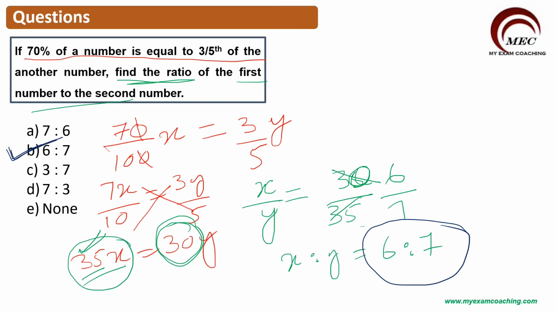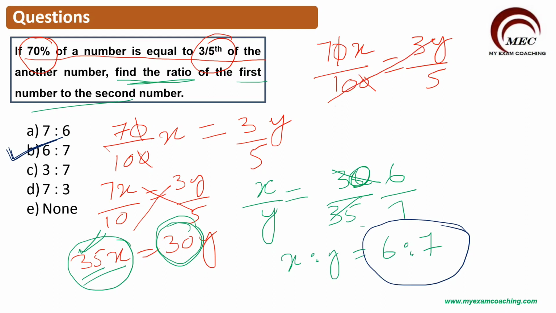Understand this type of questions very clearly. What we need to do is, first we have the question, it is given 70%. So 70% of the x means 70x by 100. This is equal to 3/5 of another number, 3/5 of another number y. So here itself you can cut 0 and 0. You cross multiply. So when you cross multiply these two, 10 into 3, 30y. When you cross multiply like this, it becomes 7 into 5, 35x.